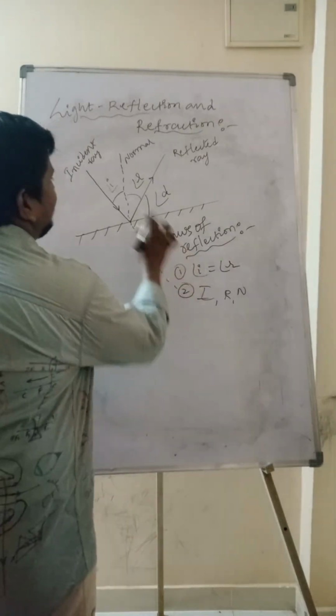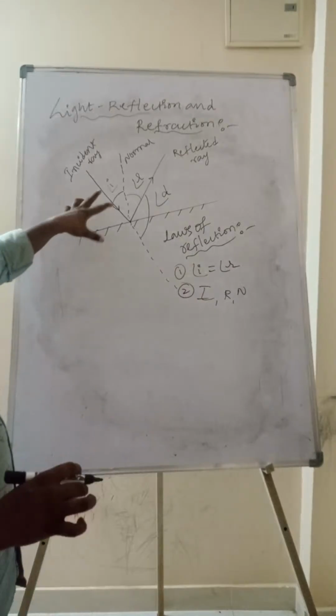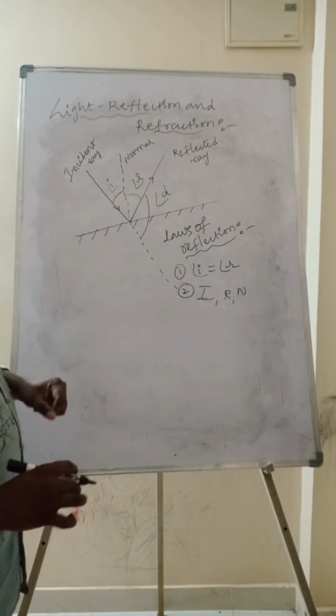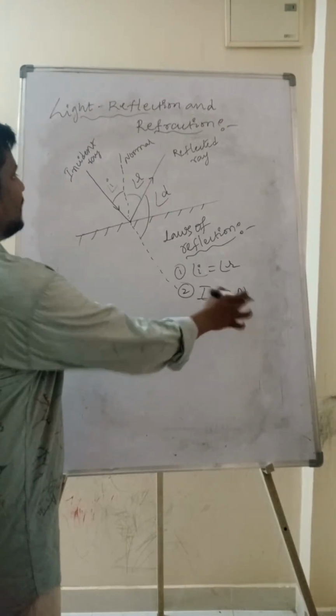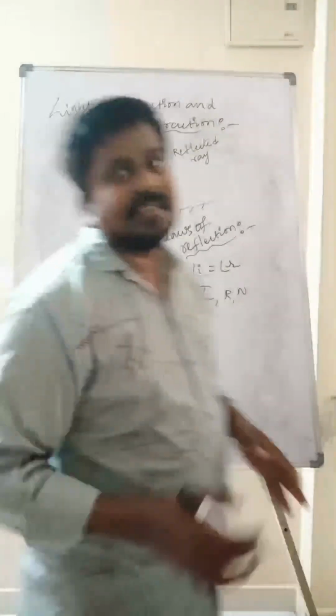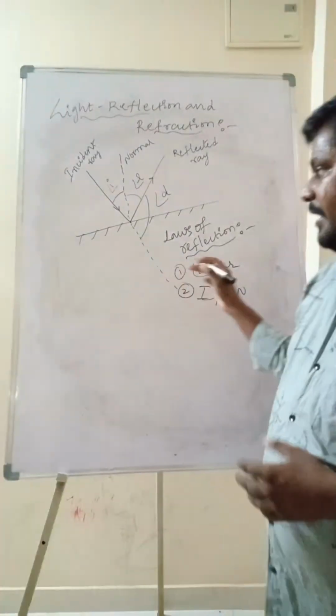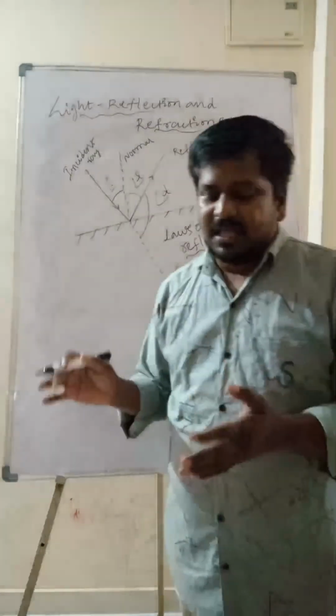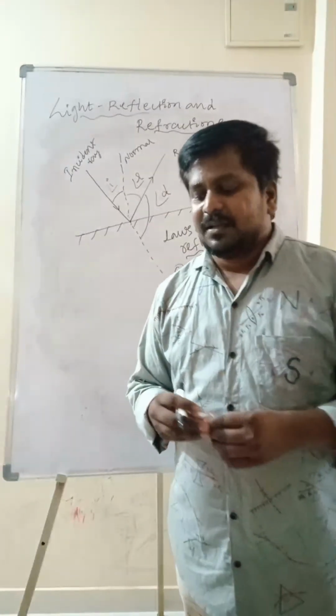So angle of incidence equals angle of reflection. The incident ray, reflected ray and normal line lie on the same plane. So these are the laws of reflection.